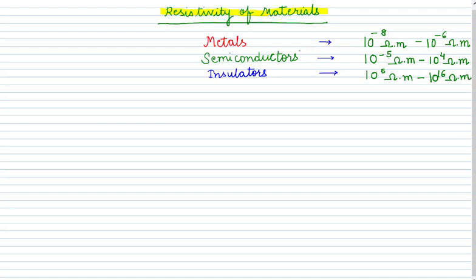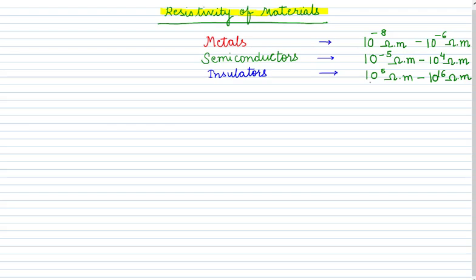Now how to remember? If you see metals, they have a very low value, that means it will always be in negative power. So 10 to the power minus 8 to 10 to the power minus 6. Now it ends at minus 6. So for the semiconductors, it will have the value just below 6, that means 5 but with a negative sign. So 10 to the power minus 5 ohm into meter, and it goes up to 10 to the power 4 ohm into meter. So we stopped at 6, then we begin from 5, and reach up to 4.